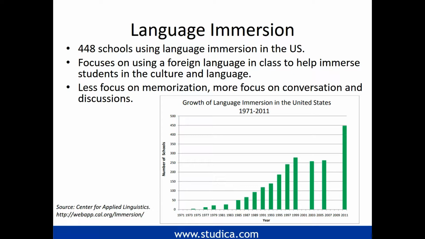We see that 448 schools are using language immersion in the United States currently. This graph here is basically showing us the growth of this approach from 1971 to 2011. And what kind of fascinates me is that from 2006 to 2011, a 5-year period, we've almost doubled the number of schools using this approach. I also want to note that this approach is heavily used in many European countries as well, and it's been widely successful.